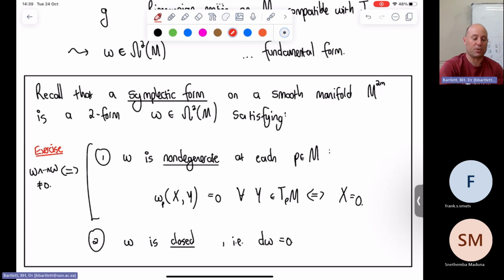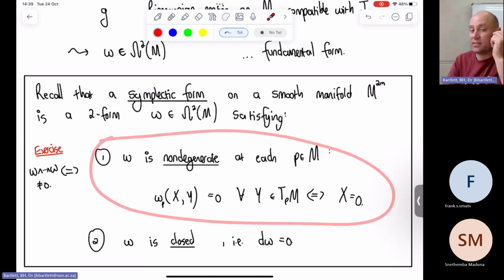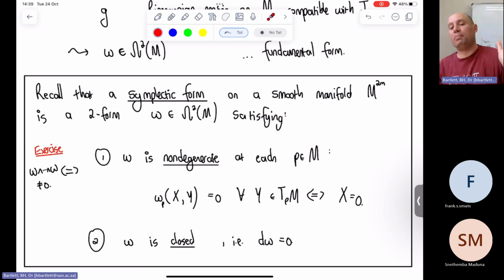It's a purely pure linear algebra statement. The non-degeneracy of a bilinear form is equivalent to its top wedge being non-zero. And then secondly, it mustn't just be non-degenerate, it must also be closed. You see, this condition here is just a condition on the tangent space, and it's not a condition of how omega varies from point to point.